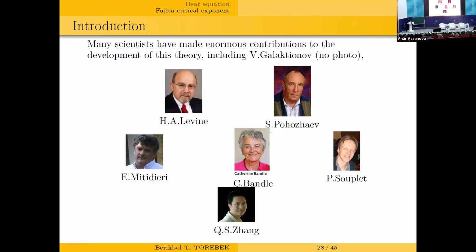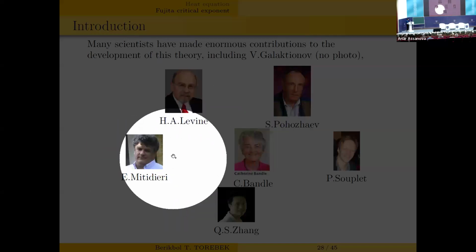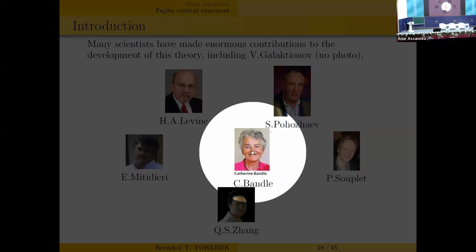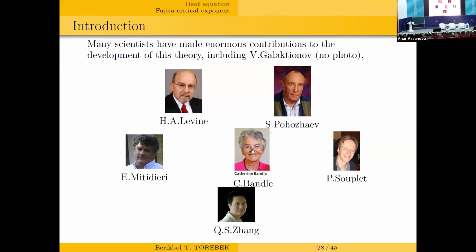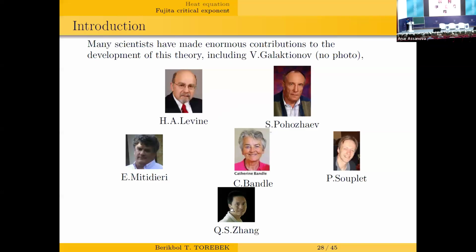There are some mathematicians who made enormous contributions to the development of this theory. This is Howard Levine, American mathematician, also Stanislav Pokhozhaev, Russian mathematician, Enzo Mitidieri, Italian mathematician, also here Catherine Bandle, Swiss mathematician, and Philippe Souplet, French mathematician, and Ki-chan. He's also from USA.